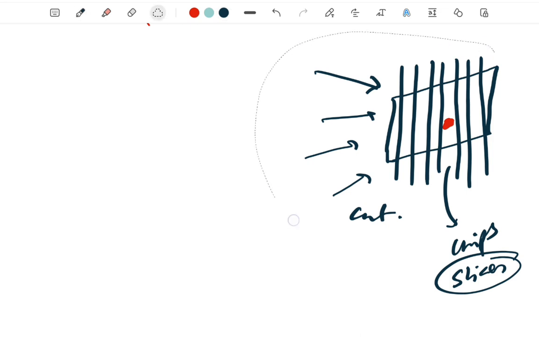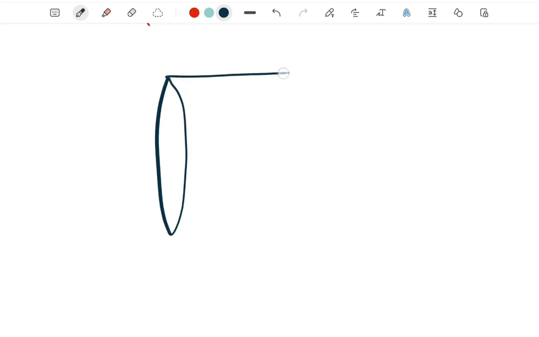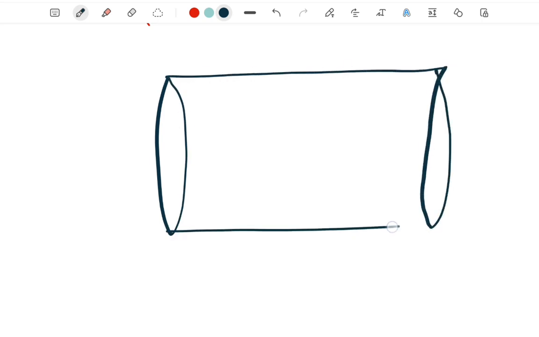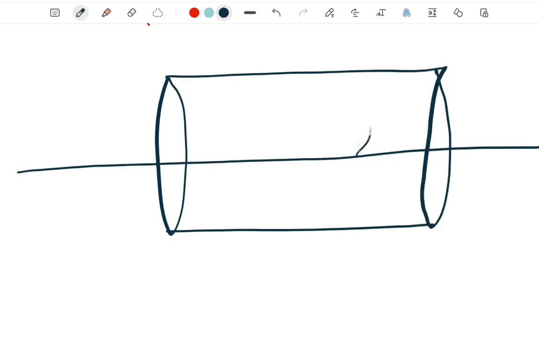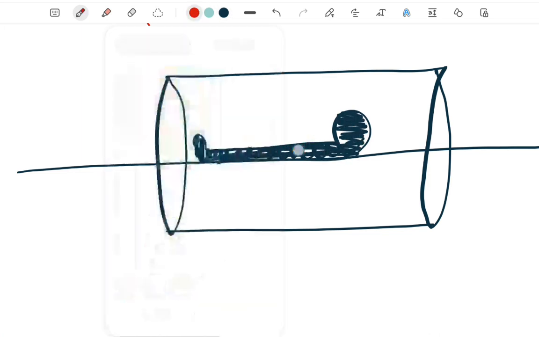So let us see how we do all this in MRI. Suppose this is your magnet, and this is your magnetic field. A patient is lying here. This is your patient, and imagine that this patient has a tumor here. Now, what will happen? I want to see the tumor in MRI. Let us see all the parts one by one.